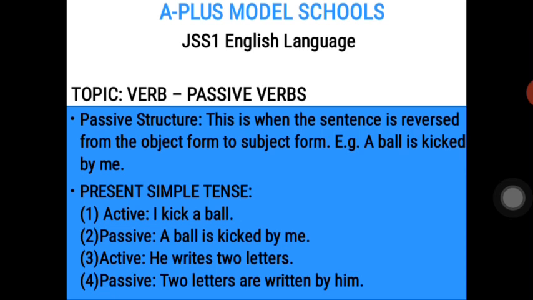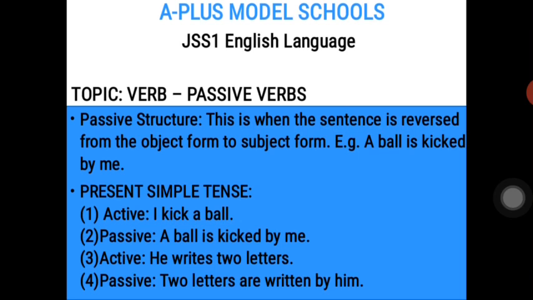Now, I kick a ball is an active form of verb. Do you get it now? I kick a ball is what? An active form of verb. Then it was changed to what? The passive form, which is a ball is kicked by me. You get it now? A ball is kicked by me.